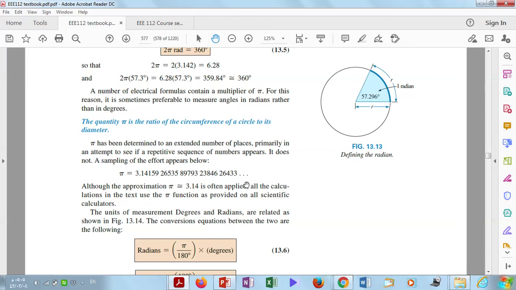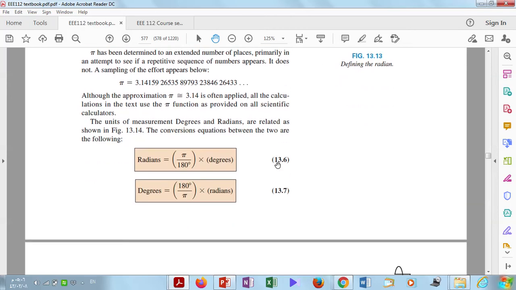Okay, if we have radians and we need to convert to degrees, or the opposite, if we have degrees and we need to convert to radians, what is the formula we need to use? You can use this formula, which is in 13.6 and 13.7: degree multiplied by pi over 180, you will get radian. If you have radian and you multiply by 180 divided by pi, you will get degree.